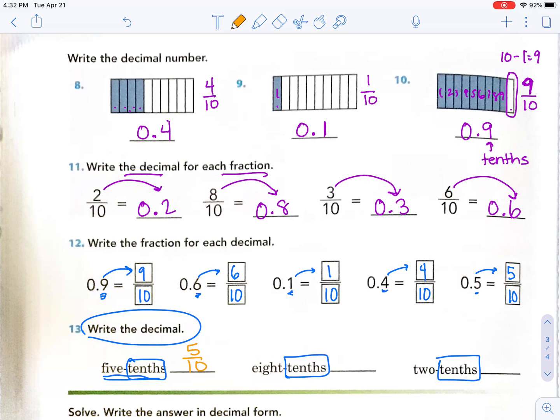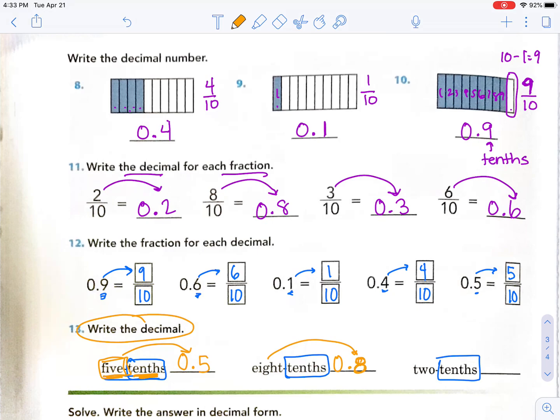Well, that is 5 tenths. But did they want it as a fraction? No, they wanted it as a decimal. So it needs to look like a decimal. So the only thing I'm going to have is some number in the tenths place. What number do we have here? 5. 5 tenths. Okay, what's going to go in my tenths place? 8. 8 tenths. It's a wonky 8, but there it is.